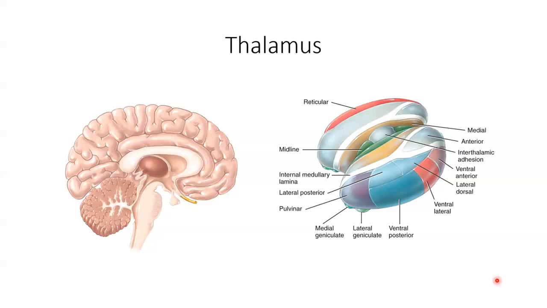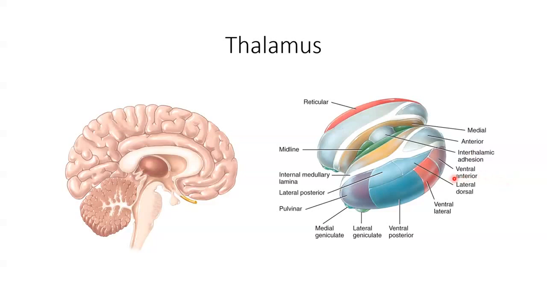So the nuclei that make up the thalamus are grouped into several major regions based on their location, so actually where on the thalamus they sit, but also their function. So for example, this anterior nucleus receives input from the hypothalamus and it sends output to the limbic system. So it helps function in emotions and memory.